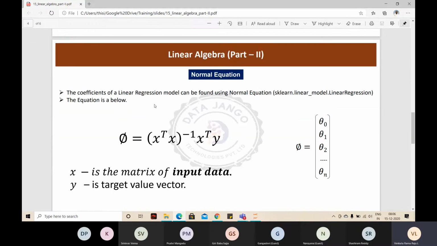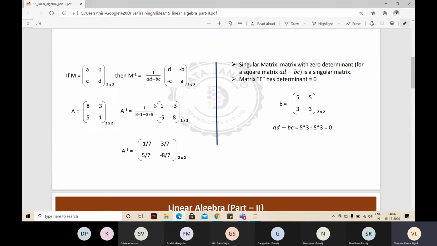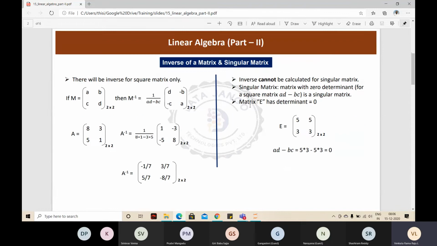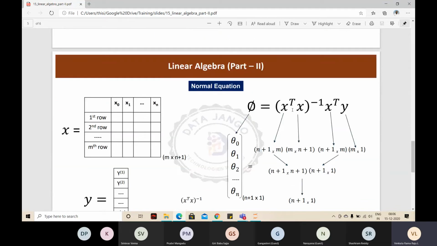Or when you try to solve the equation, you get a singular matrix. When you do X transpose X here, you get a singular matrix. When you get a singular matrix, you will not be able to find the inverse. When there is no inverse, this whole equation will not find thetas. There is a concept called a pseudo inverse, but I'm not going to go into those details, and there is no need to learn it also.